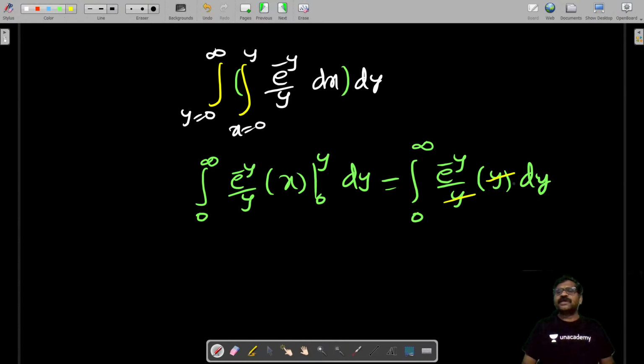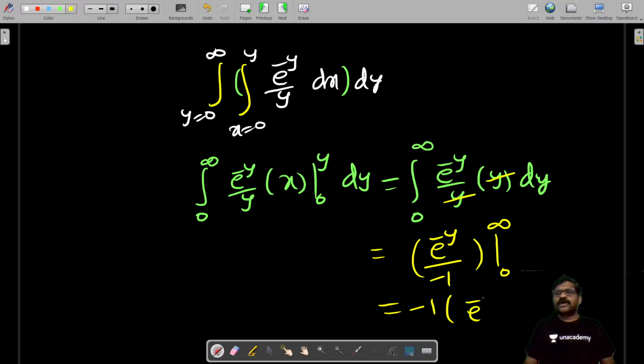y and y you can cancel. Integral e power minus y dy is e power minus y by minus 1, from 0 to infinite. That is minus 1 of (e power minus infinite minus e power 0), that is minus 1 of (0 minus 1), minus 1 of minus 1 is 1. The value of the integral is 1.